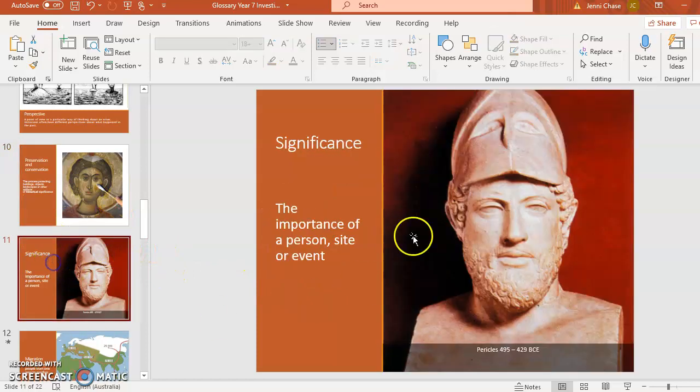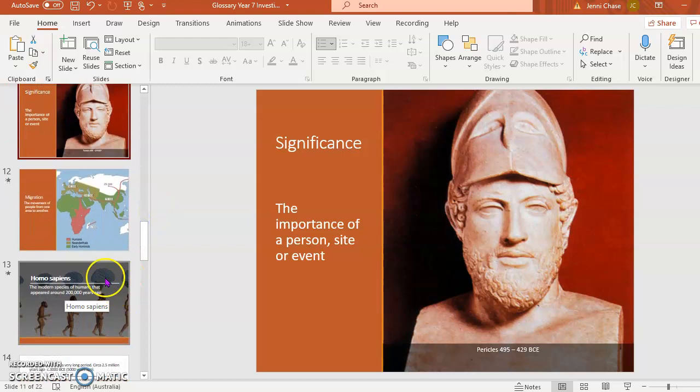So significance then is another important thing that we'll talk about in history. Okay, it's the importance of a person, of a site, or an event. So obviously we can't teach you everything that happened in history. That would be impossible. There are certain things that we picked out as being significant. Okay, and you maybe will argue that some things are more significant than others, and that's perfectly fine.